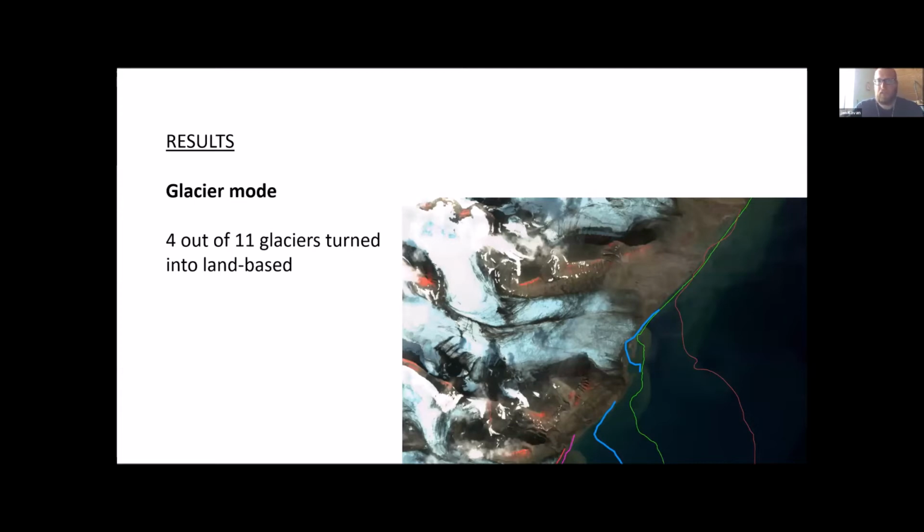What is quite interesting is that from the 11 glaciers that were originally tidewater or marine terminating glaciers, 4 of them have already turned into land-based glaciers. They are no more ending in the sea. They are ending on the land, like for example this one.